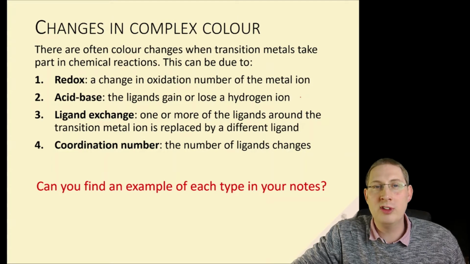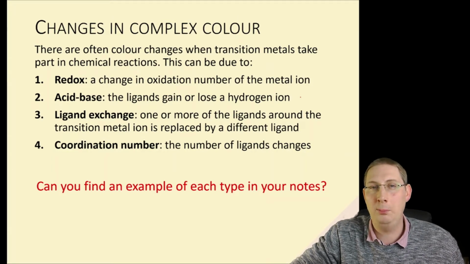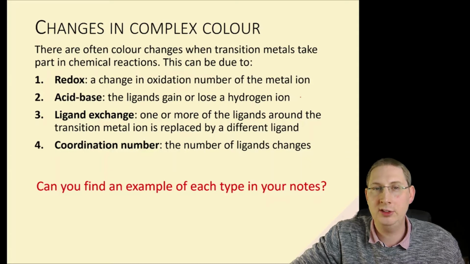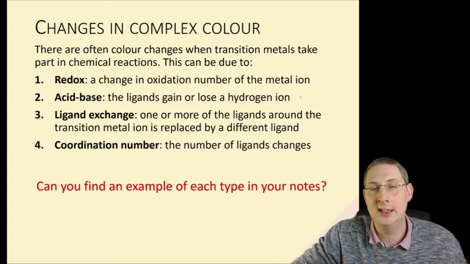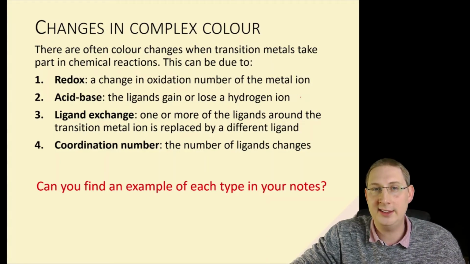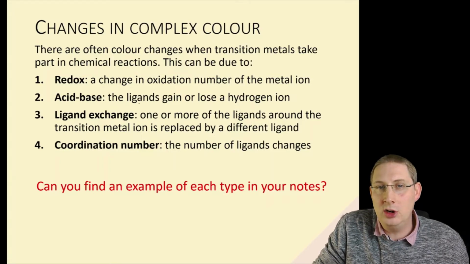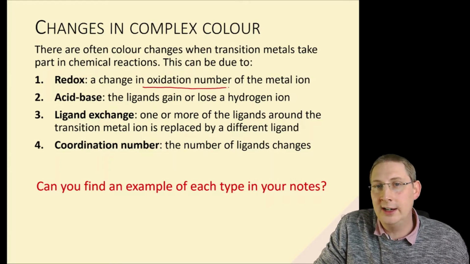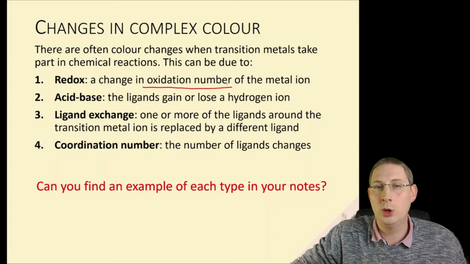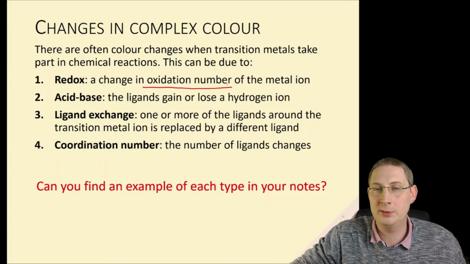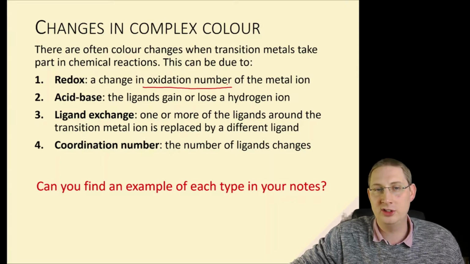There are 4 reasons that you need to know why a complex may change colour. So when transition metals take part in chemical reactions, there can be a colour change due to a variety of different things. Firstly, redox, a change in oxidation number of the metal ion. 2. Acid-base, the ligands gain or lose a hydrogen ion. 3. Ligand exchange, one or more of the ligands around the transition metal ion is replaced by a different ligand. Or 4. Coordination number, the number of ligands changed.